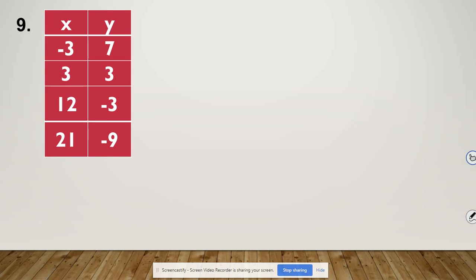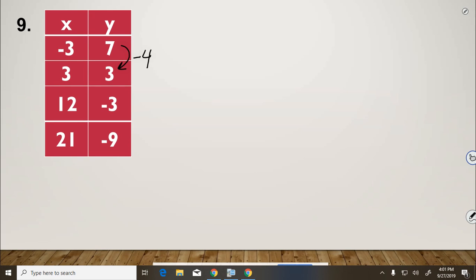Number 9. All right, so first again, we start by calculating the slope. Choose 2 points. 7 to 3 is going down 4. Negative 3 to 3 is going up 6. So my slope, change in y over change in x, is negative 4 over 6, which simplifies to negative 2/3.